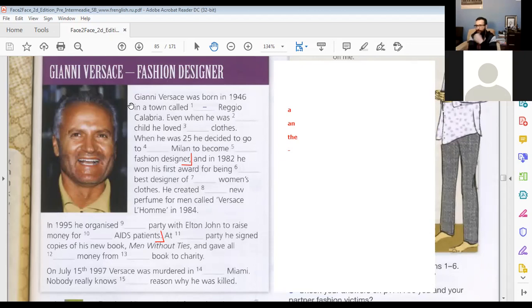Gianni Versace was born in 1946 in a town called Reggio Calabria. Even when he was a child, he loved the clothes. Okay. Do you want to use that? Yes. Okay, the clothes.